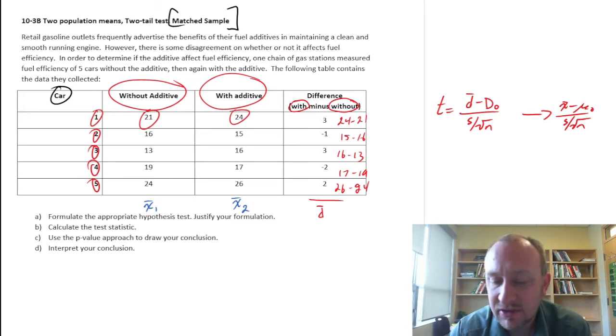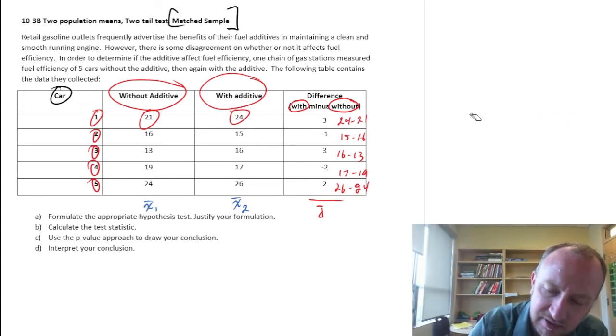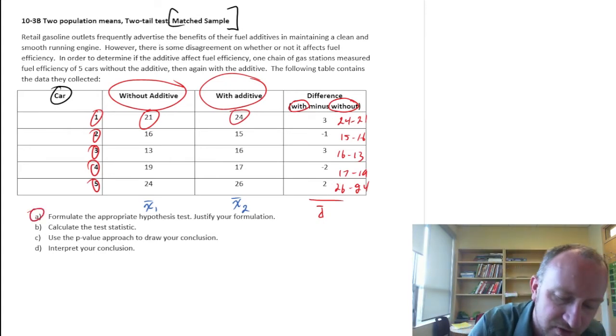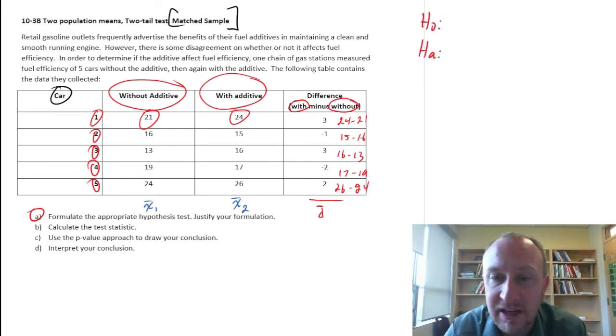Okay, so that's what we're going to do here. We've got some understanding of the difference in the experimental design, so let's get into formulating our test. Now, this is where one other small difference will come up, and that is simply in the notation.